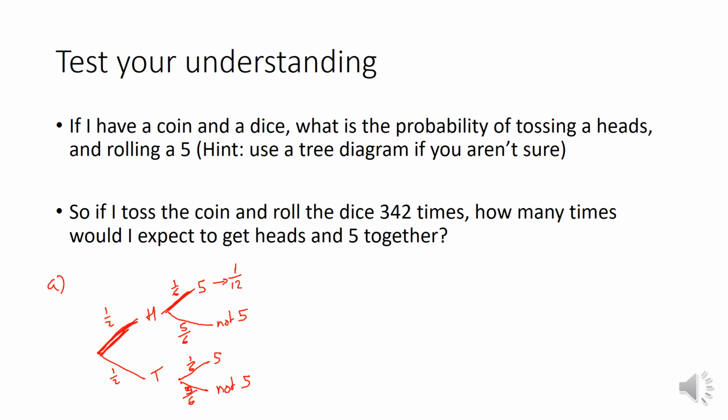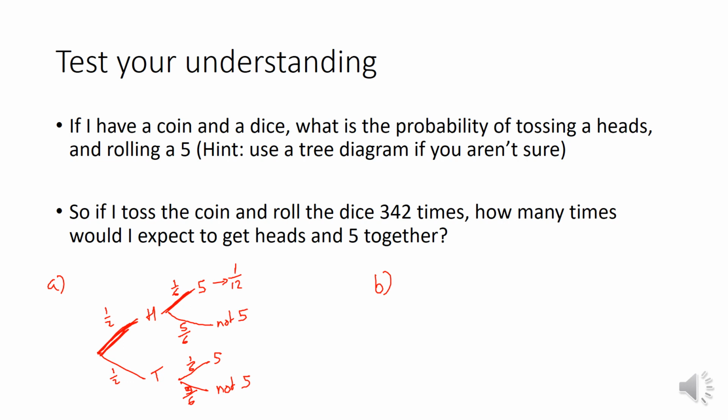Oh, sorry, it doesn't say about the order, so we could also... anyway, sorry, that wouldn't matter. Yeah, so we've got a heads and a 5, so that is 1/12. So if I toss a coin and roll the dice 342 times, how many times would I expect to get a heads and a 5 together? So we've worked out our probability of getting a heads and a 5.